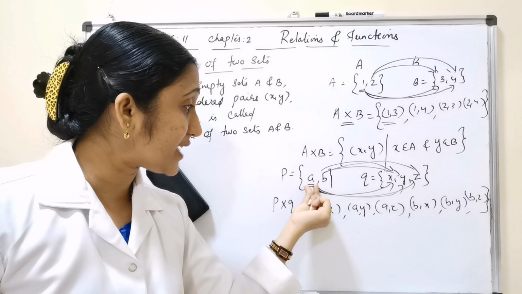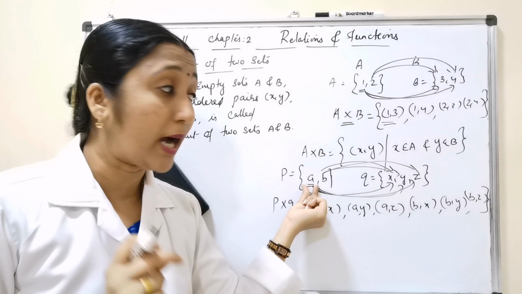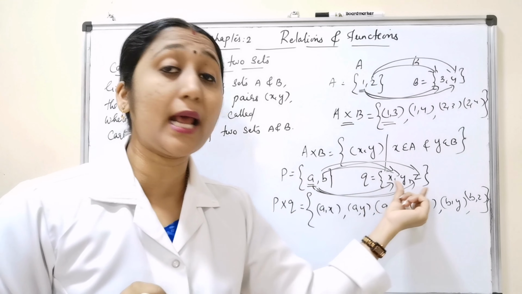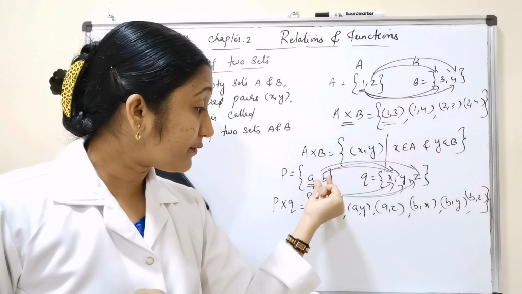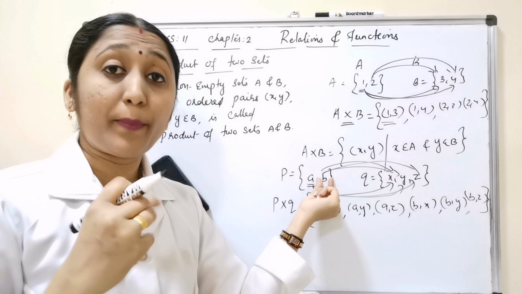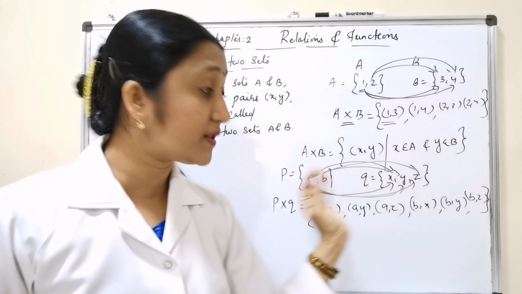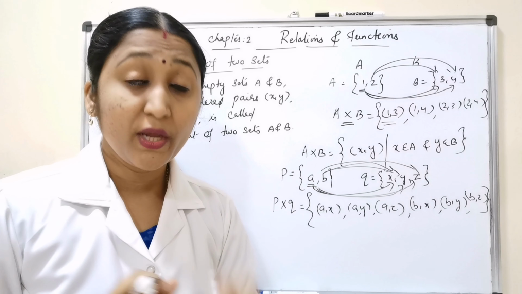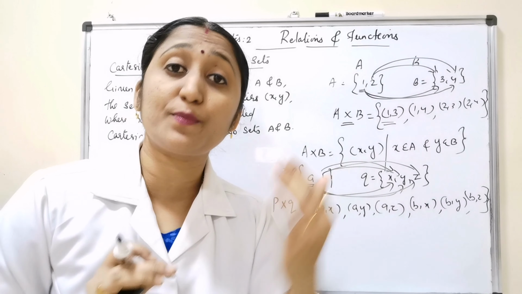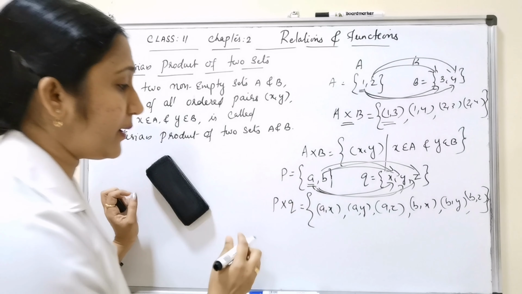So here we have ordered pairs of x elements and y elements. If you choose the first element of the P set, you have to pair it with all elements of Q. Next, if you choose the second element, pair it with all elements of Q. This is P cross Q. In the case of Q cross P, how can we write it? Let us check.